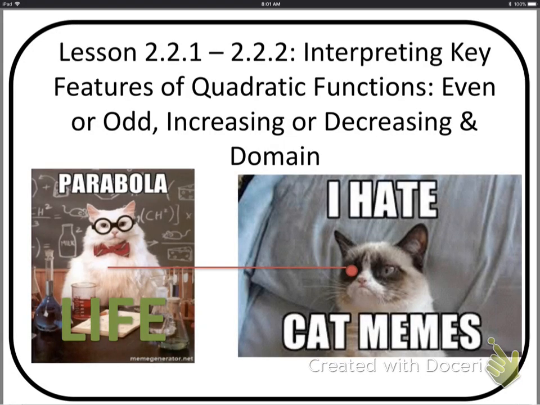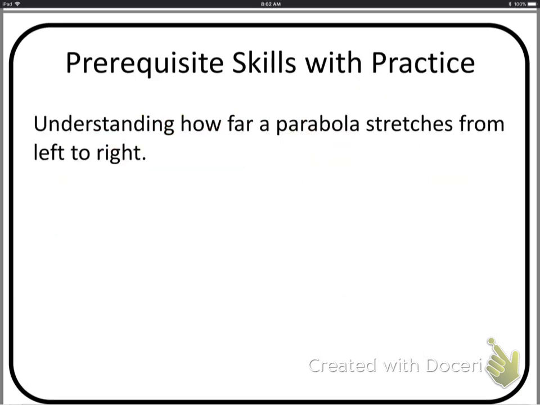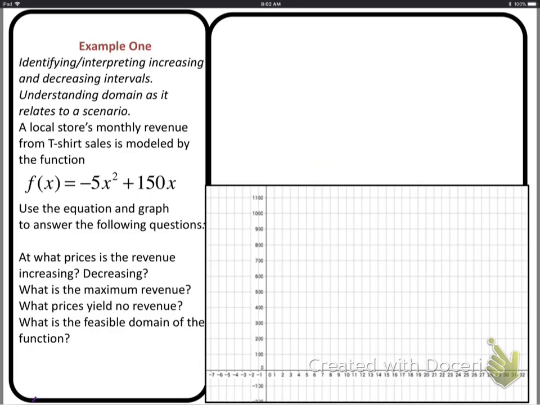Lesson 221 and 222, interpreting key features of a quadratic function. We're going to label whether these are even or odd, where they are increasing and decreasing, and state its domain. Okay, so I'm going to jump straight to example number 1.